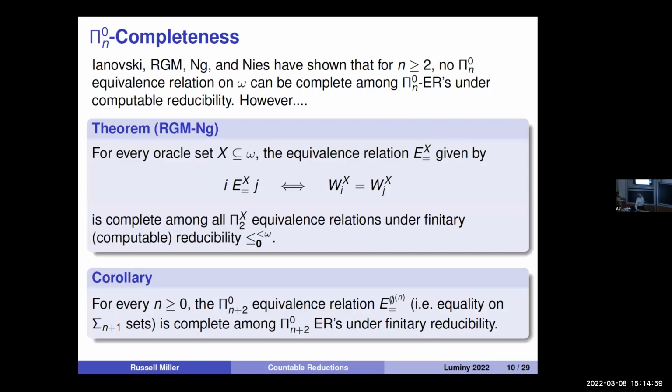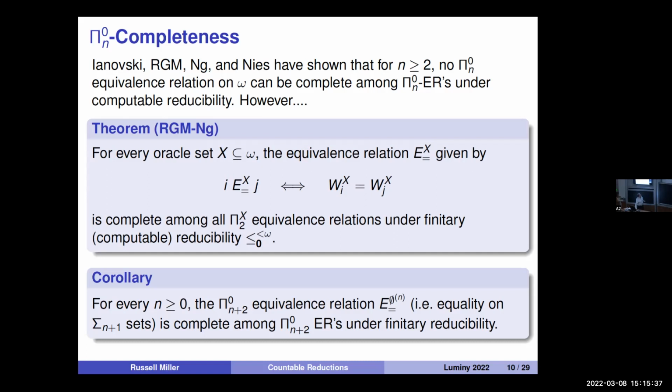Okay, a little more generally, Keng-Meng and I found out that you can even fix any oracle you want, and the equivalence relation of equality of CE sets, which is a little more complicated than same max, same min, right? It's a pi2 relation. For any x, this is complete among all pi2 equivalence relations, even relative to x, under the finitary computable reducibility. Okay, so you do get some useful notions out of this.